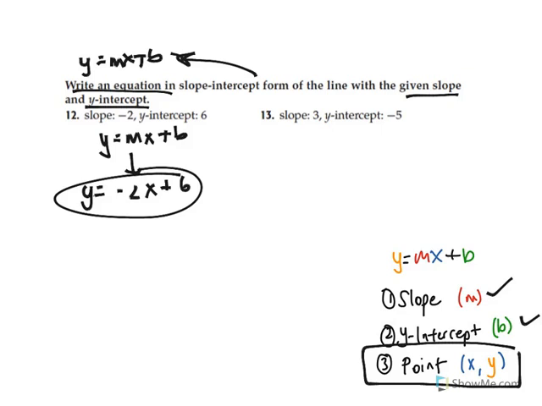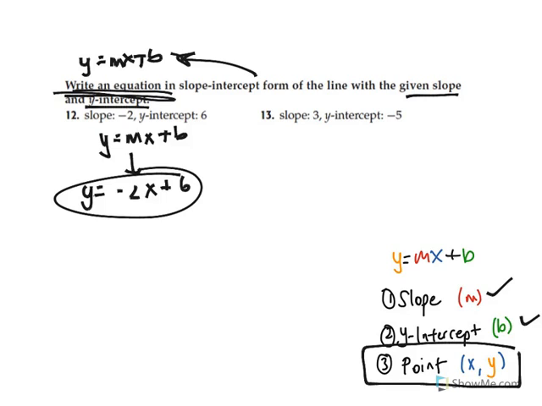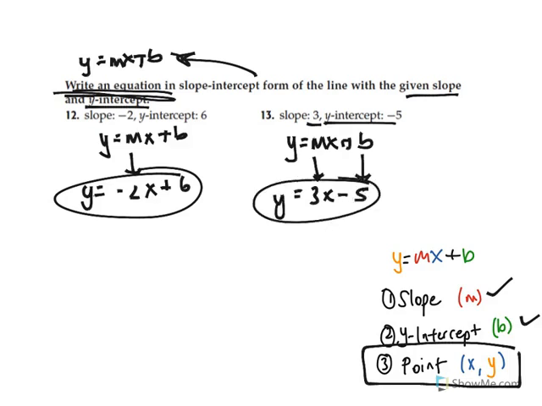If I wanted to, I could use my chart to substitute and find points on the line. But I don't have to do this here. They just want me to write the equation. I don't need to find points. In the next question, they want us to write the equation for the line where the slope is 3 and the y-intercept is -5. My equation will look like that.